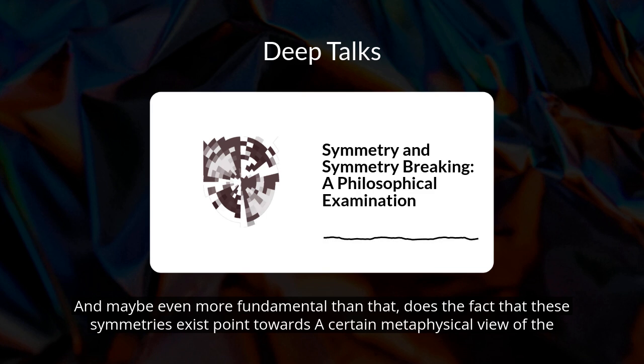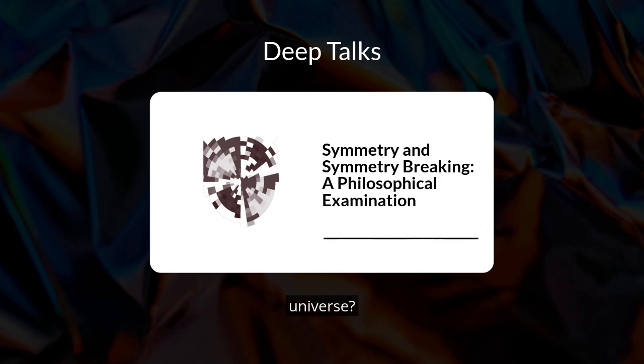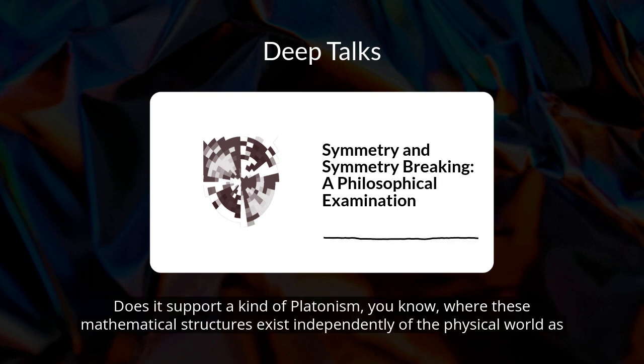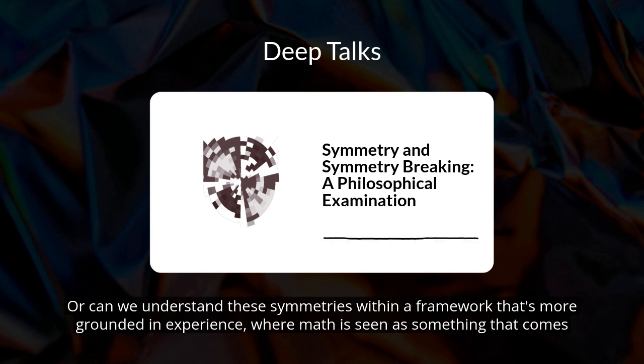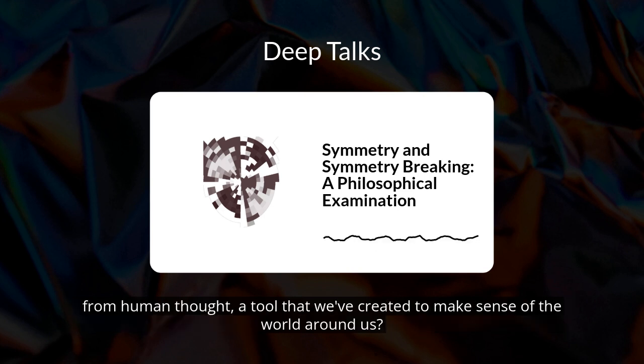And maybe even more fundamental than that, does the fact that these symmetries exist point towards a certain metaphysical view of the universe? Does it support a kind of Platonism, where these mathematical structures exist independently of the physical world as these eternal, unchanging forms? Right. Or can we understand these symmetries within a framework that's more grounded in experience, where math is seen as something that comes from human thought, a tool that we've created to make sense of the world around us?